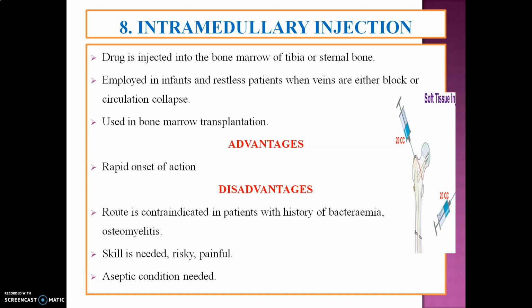Plus it is also used for bone marrow transplantation. You know about bone marrow transplantation, blood transplantation. At that time these intramedullary injections are given. In this diagram I have shown what an intramedullary injection is. The injection is given into your sternum or tibia, and it goes into your bone marrow.